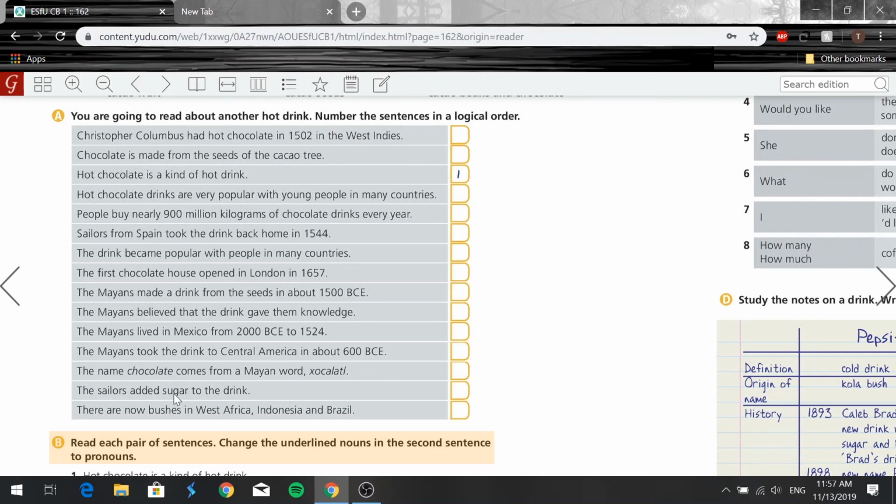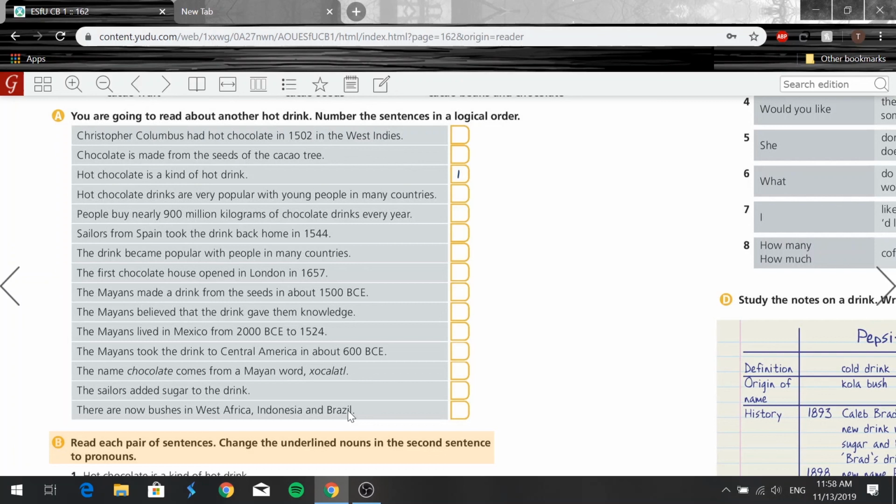So we'll say the first chocolate house opened in London in 1657. Or actually, no, scratch that. Before we do that, let's go with number 11, which is the drink. Yeah, the drink became popular with many people in many countries. And then we'll say the first chocolate house opened in London in 1657. What about number 13, which would be: there are now bushes in West Africa, Indonesia, and Brazil.